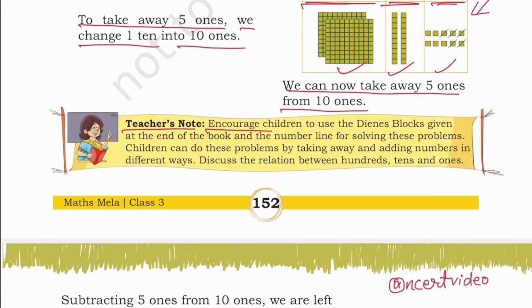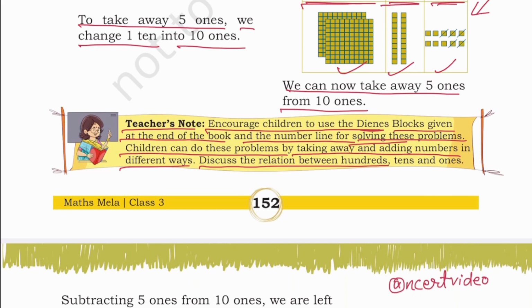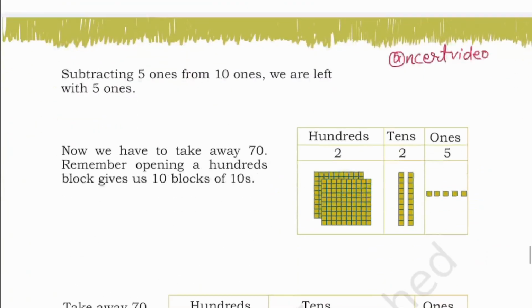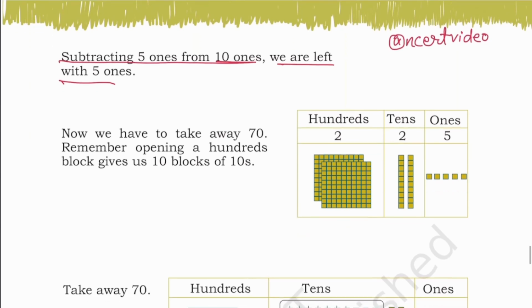Teacher's note: encourage children to use the Dienes blocks given at the end of the book and the number line for solving these problems. Children can do these problems by taking away and adding numbers in different ways. Discuss the relations between hundreds, tens, and ones. Subtract 5 from 10 ones. We are left with 5 ones.